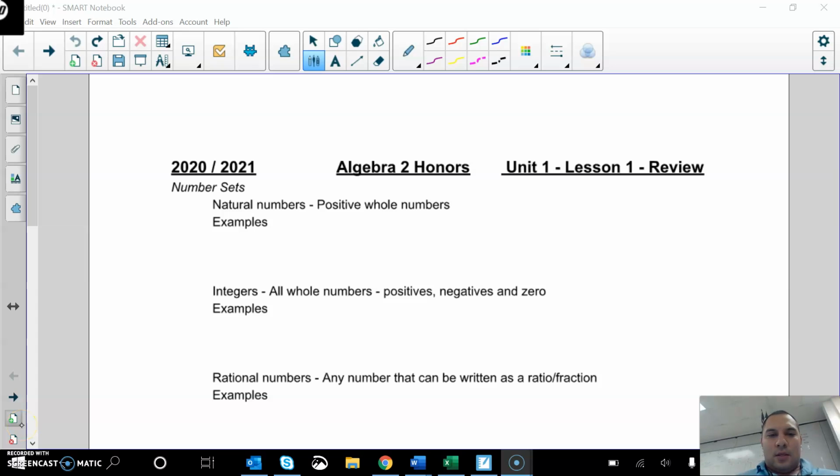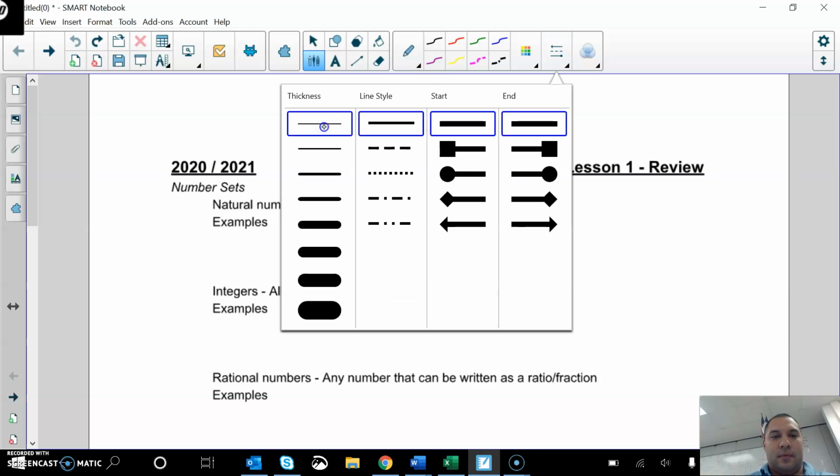Alright guys, we're going to start this year by just defining our number sets, so we know what we're working with, kind of the same symbols.